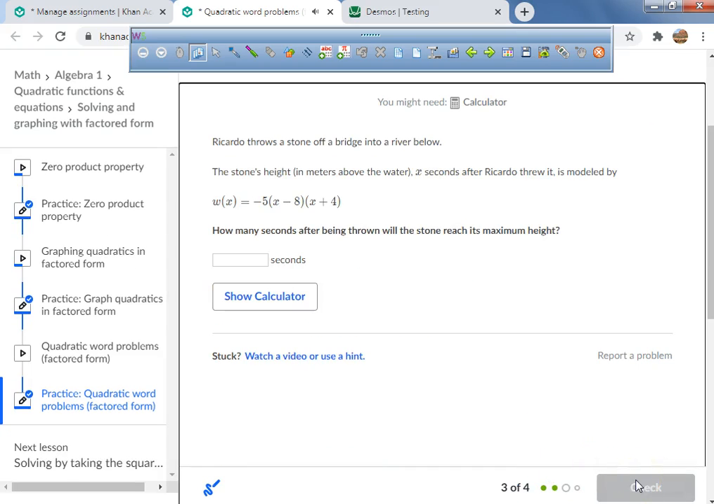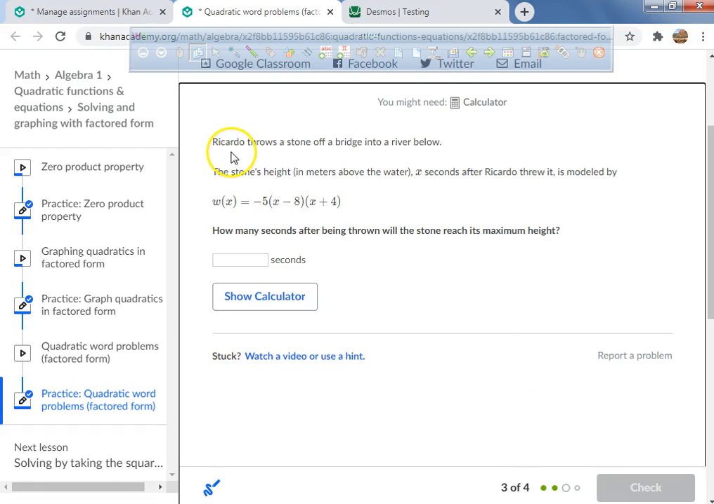Okay, I'm not going to do this one. However, let's read it real quick. Ricardo throws a stone off of a bridge into a river. The stone's height is given by this function. It says how many seconds after being thrown will it reach its maximum height? What are we looking for here? Are we looking for the y-intercept? Are we looking for the axis of symmetry? Are we looking for the actual maximum? What do you think?